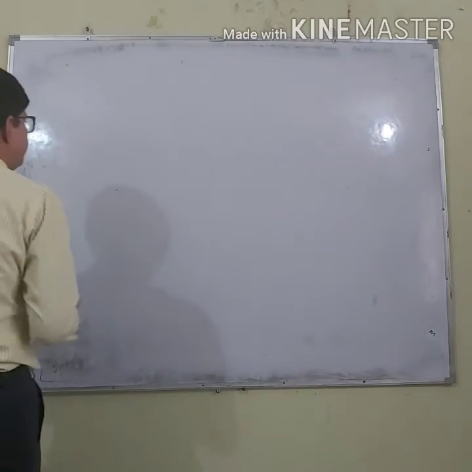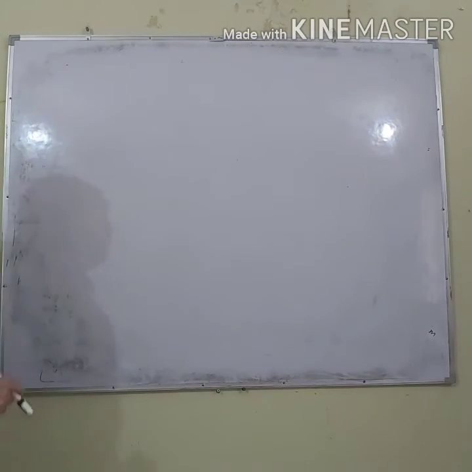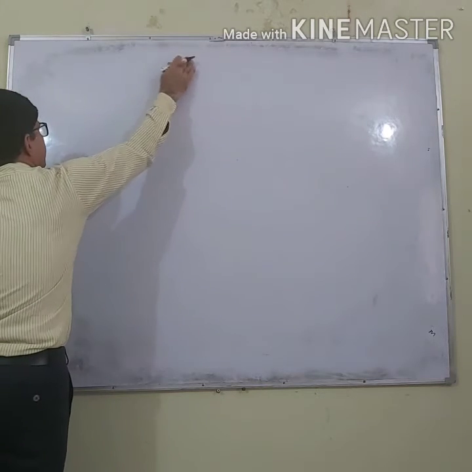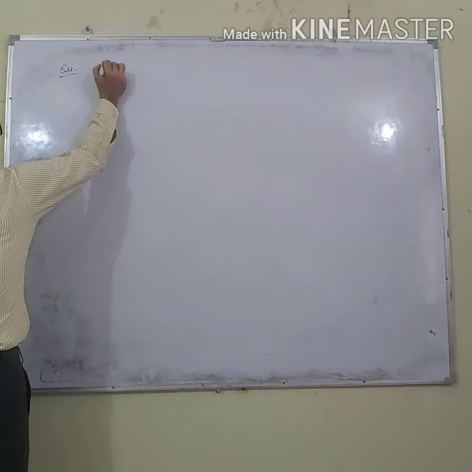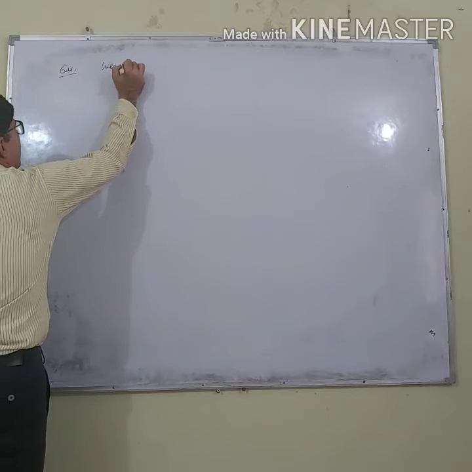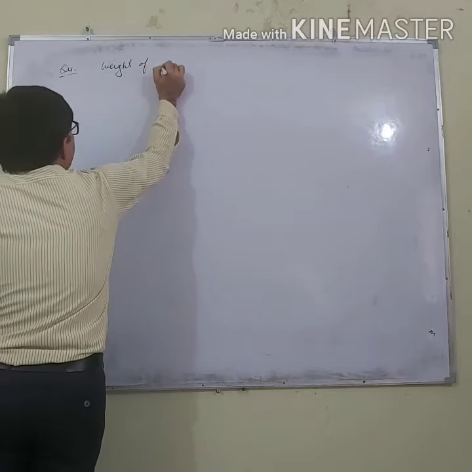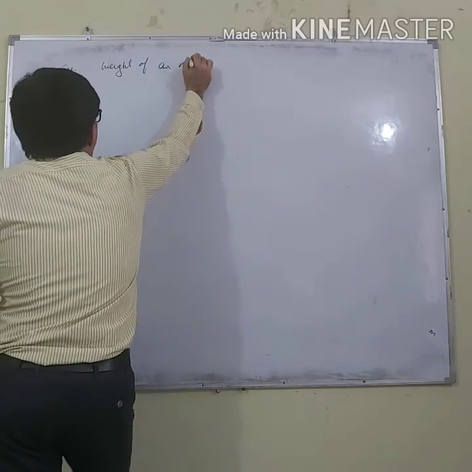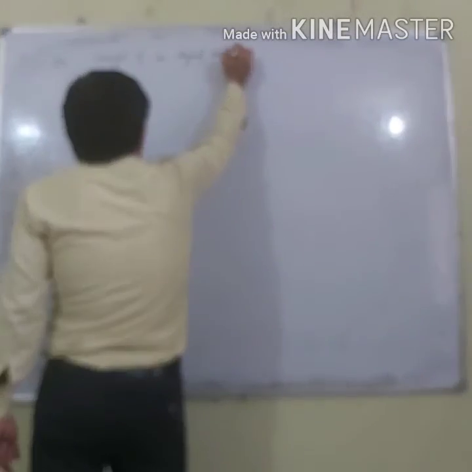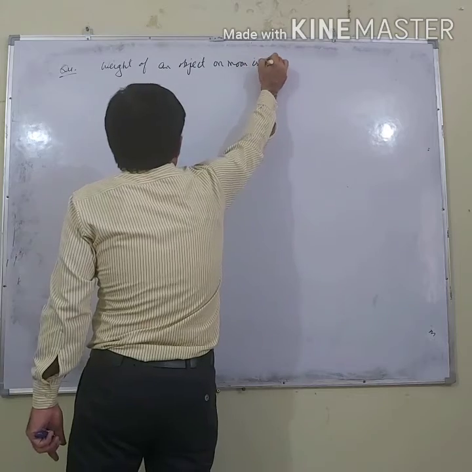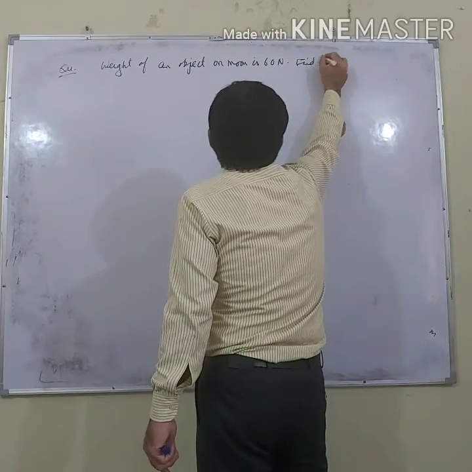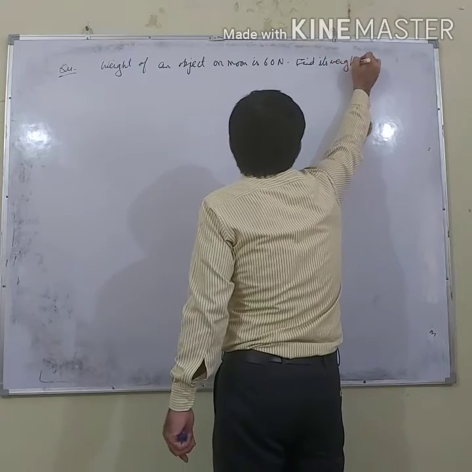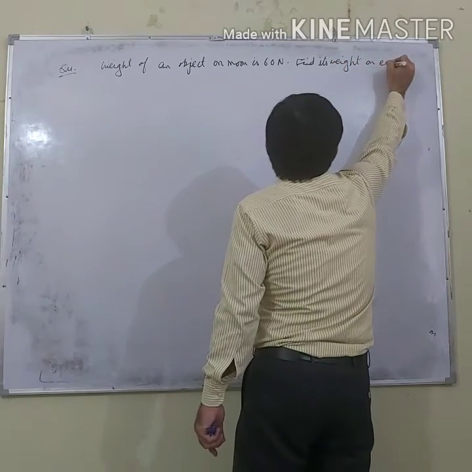Now first of all, let me tell you about the question. The weight of an object on the moon is 60 Newton. Find its weight on Earth.